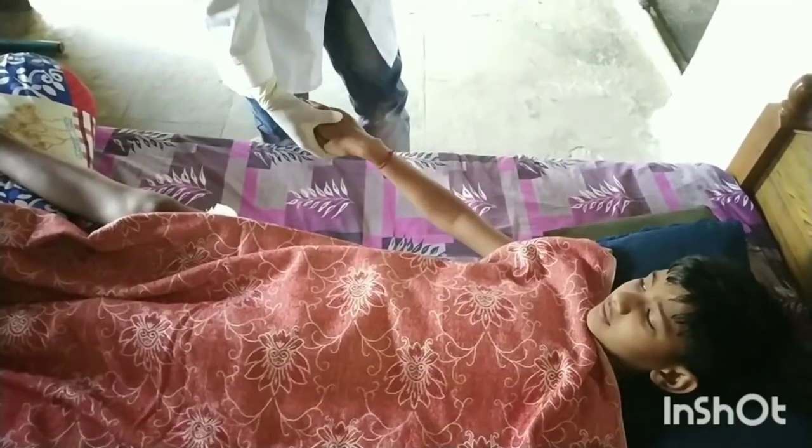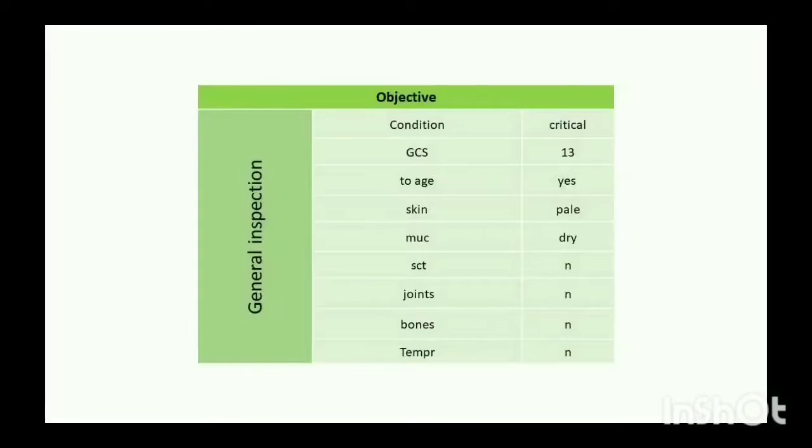Down. So now the patient looks like their age. Their skin is pale. We obtain the data of the general inspection. The condition of the patient is critical. The consciousness score we read is 13. The patient looks like their age, skin is pale, mucous membrane is dry, and other things are normal.